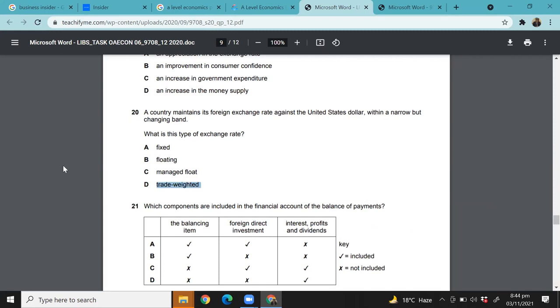Trade weighted exchange rate is something very different. So trade weighted exchange rate is not against any particular currency. Okay, the last part.